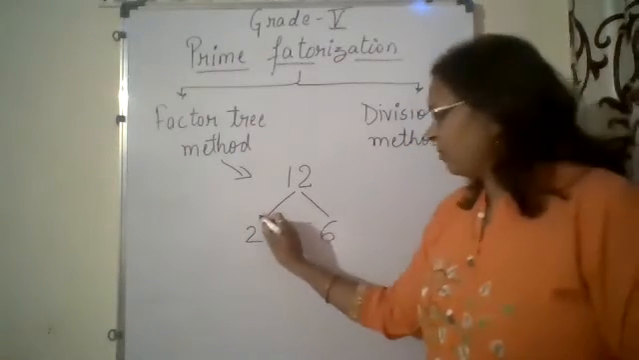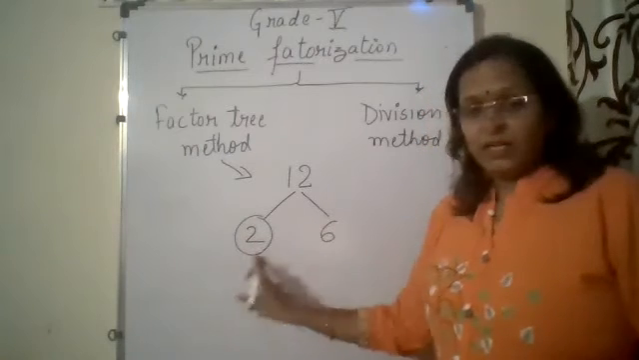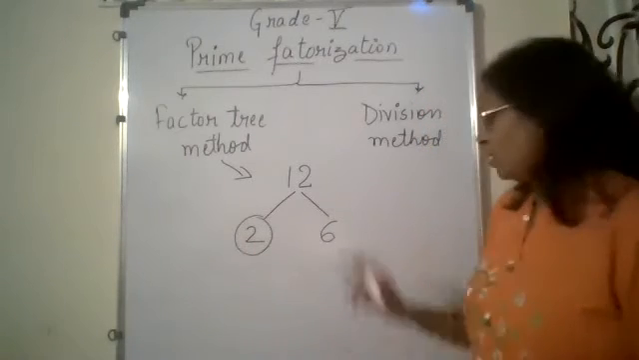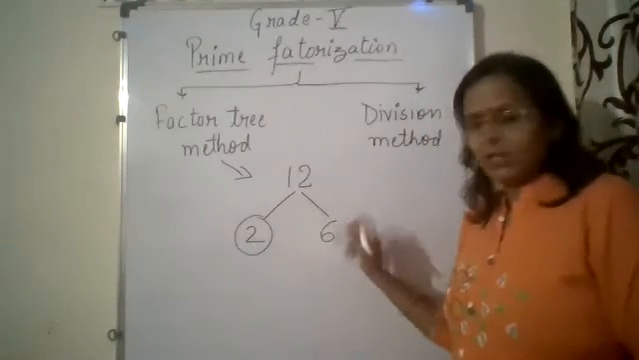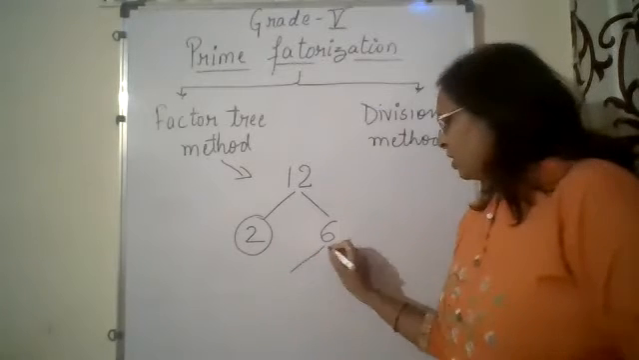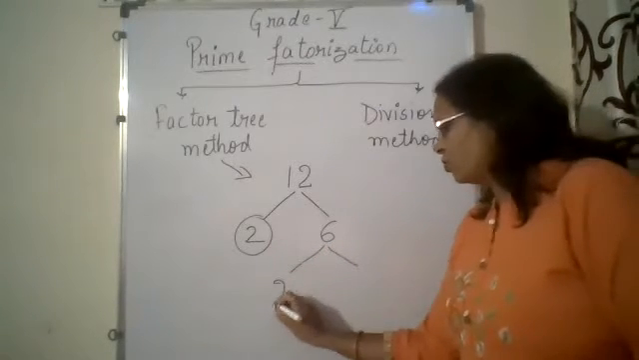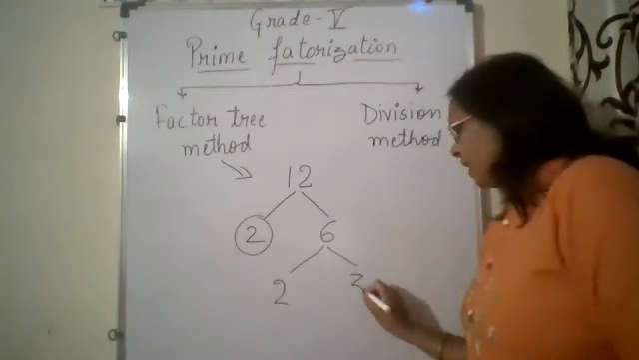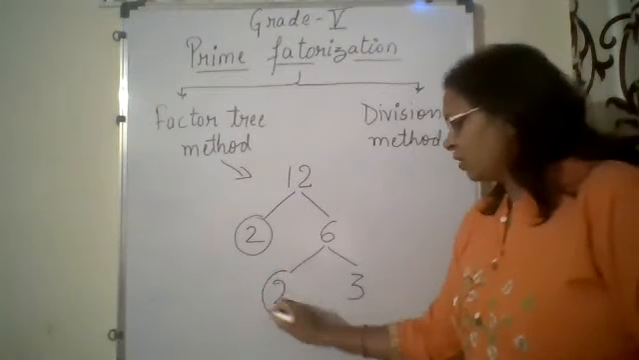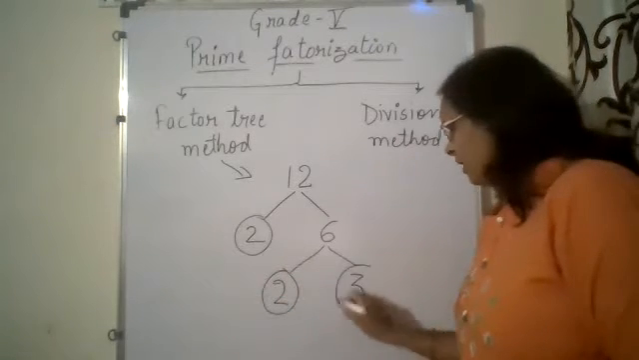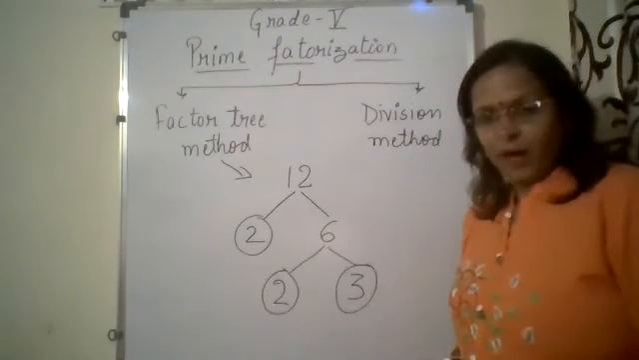Now 2 is a prime number, so you can't divide 2 further. Now 6 is a composite number. So again, read the table of 2. 2 multiplied by 3. Now see here, 2 is also prime and 3 is also prime.